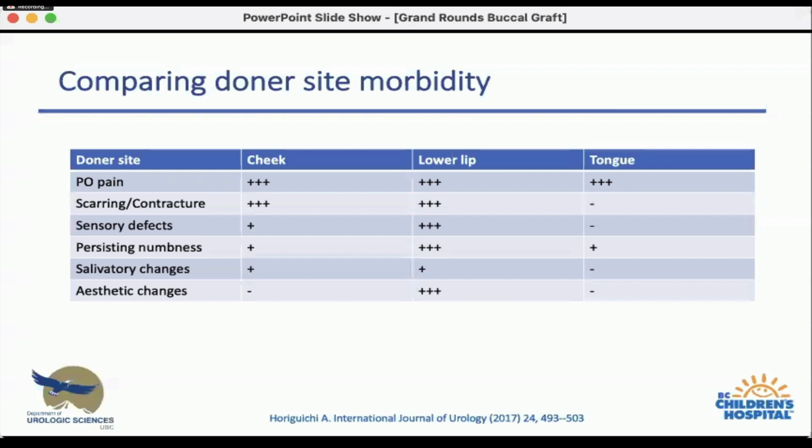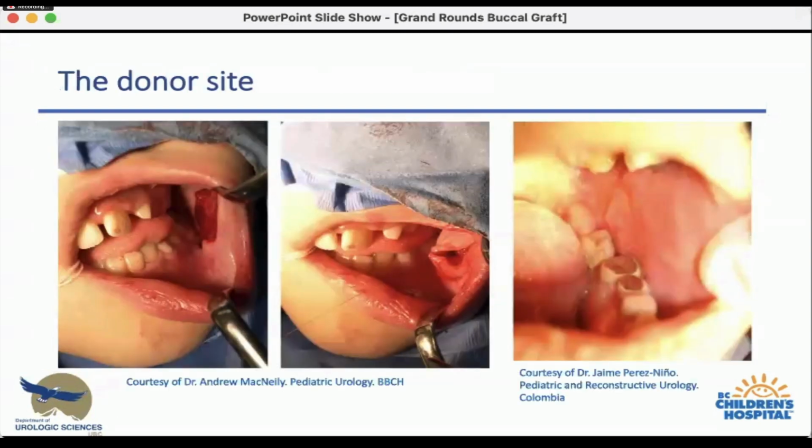Now let's compare again the sites with respect to their morbidity. Postoperative pain is very common for all the sites. Site contracture is common for the cheek and the lower lip. Sensory defects, persistent numbness, and aesthetic changes are common when harvesting from the lower lip. Whether we close that defect or not is very much a surgeon preference, but the data suggest to leave it open.